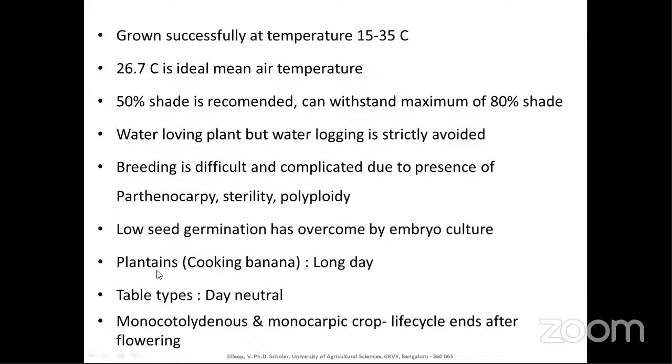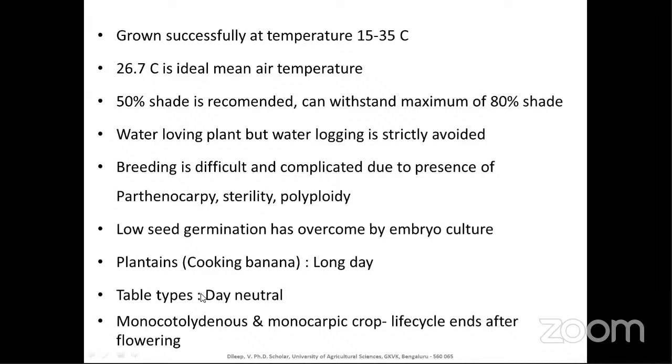And these plantains, this is one of the important things. The plantains, the cooking types like Monthan, are photoperiodically long day crops, and the table types are day neutral. You have to remember this thing. Actually there is no proper evidence for photoperiodic utilization in Monthan, but in one or two literature it is mentioned that plantains are long day and table crops are day neutral.